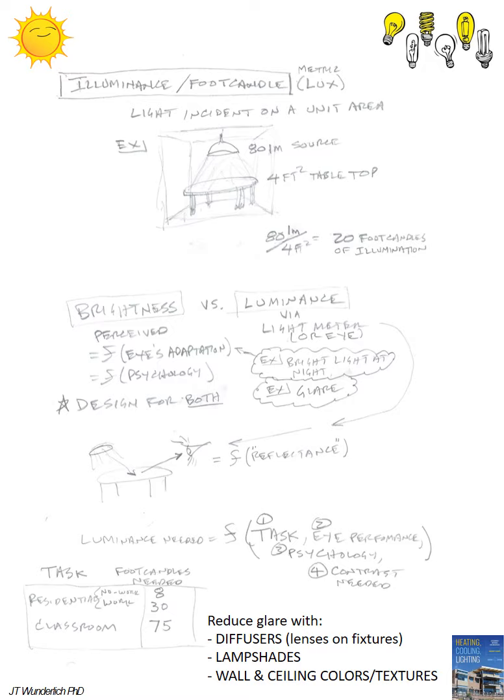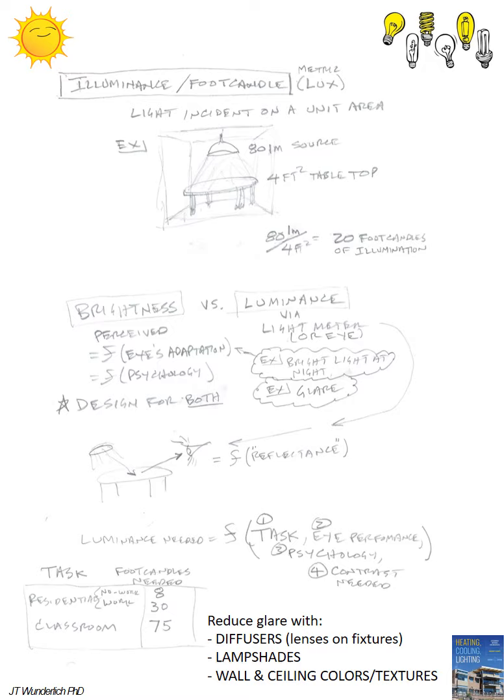want to read a little bit more about, further reading at the end of the chapter, about how the human brain works and what we see. So luminance is measured via light meter or your eye, versus brightness, which is perceived. It's a function of the eye's adaptation and the psychology of it. You want to design for both. And luminance needed is a function of task, eye performance, psychology, and contrast needed. And then you have very specific task foot-candles needed.